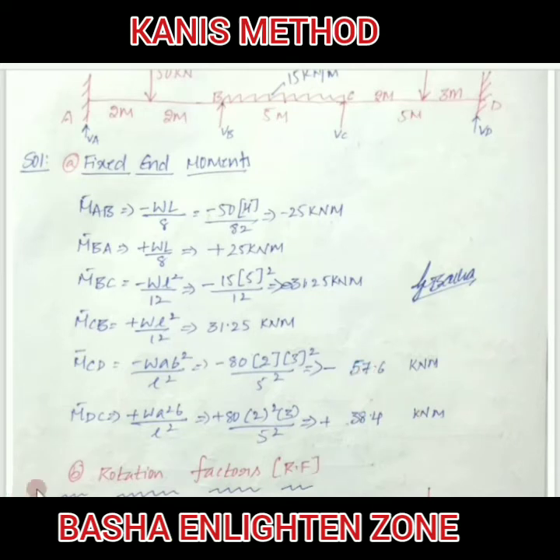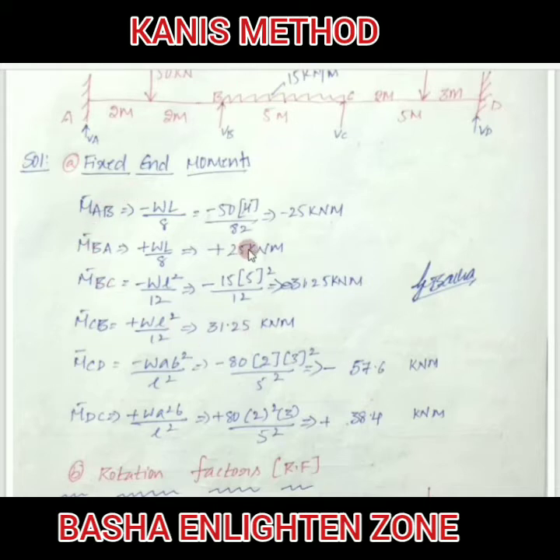Similarly, what about the M bar DC formula? WA square B by L square, where A equal to 2, B equal to 3 and W equal to 80 and L equal to 5. Then after simplifying, you will get this 38.4 kilonewton meter. So first of all, for analyzing any problem, you have to find these fixed moments.